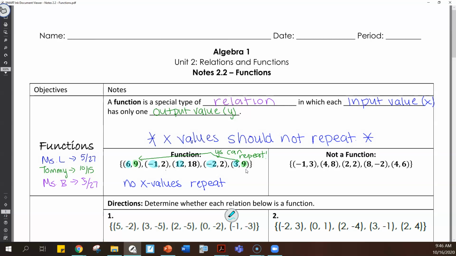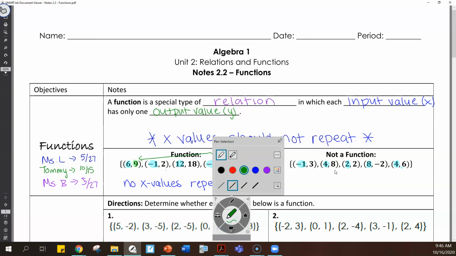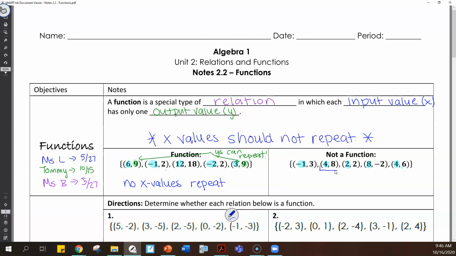So in this example, I have -1, which gives me 3. I have 4, which when I plug it in should give me 8. When I plug in 2, it should give me 2. When I plug in 8, it should give me -2. And this one tells me that when I plug in 4, I'm going to get 6. Okay. This one tells me that when I plugged in 4, I got an 8. This one tells me that when I plugged in 4, I got a 6. This can happen. It happens all the time with relations. That specific type of relation does not classify as a function.